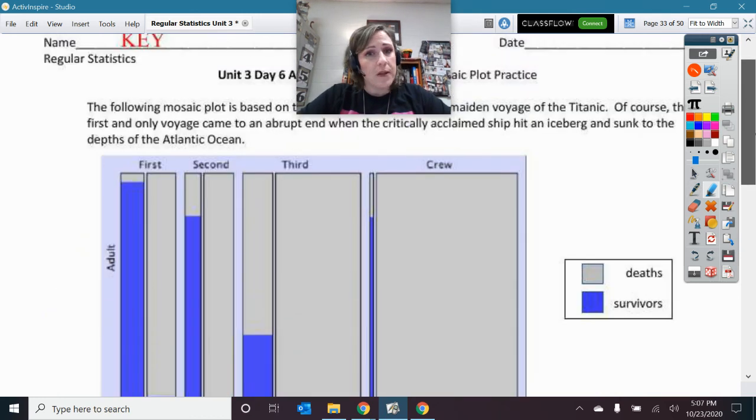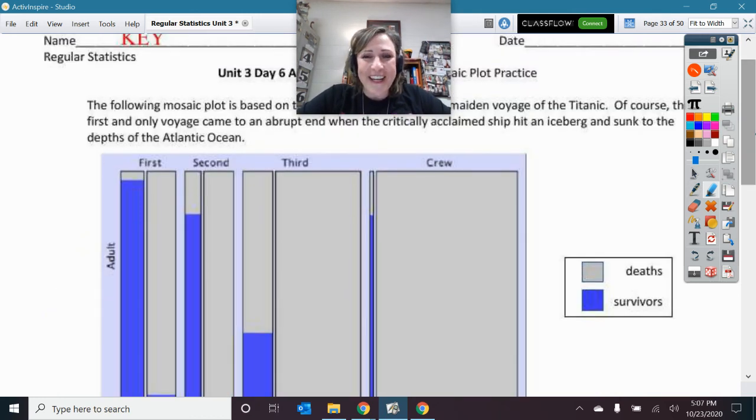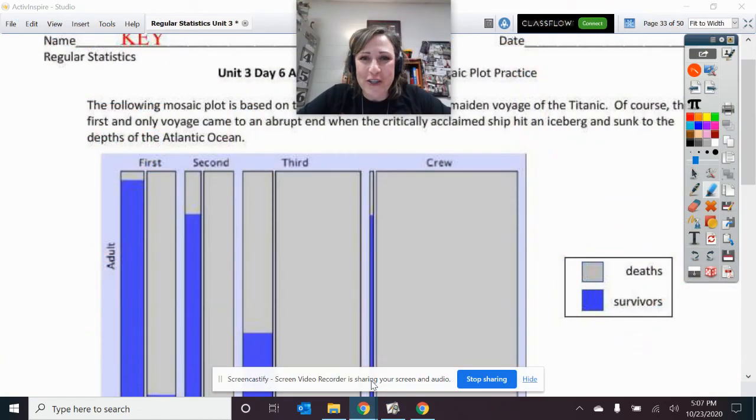Okay, so that's all we know about mosaic plots, and I hope that's an interesting new graphical display for you to look at.